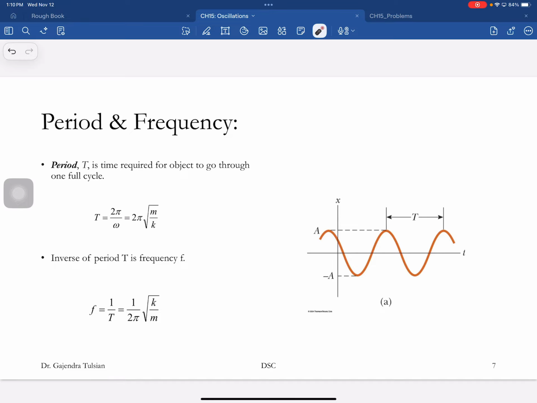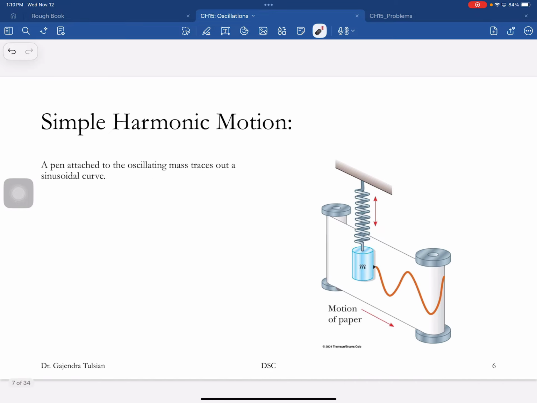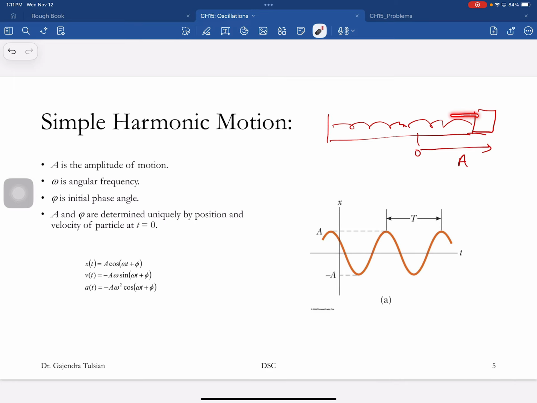All right, the period is the time it takes for one oscillation. So that's one complete oscillation. It starts from here, goes there and back. If you started from here, you would go there, that would be one complete oscillation. The time taken for one complete oscillation is the period.